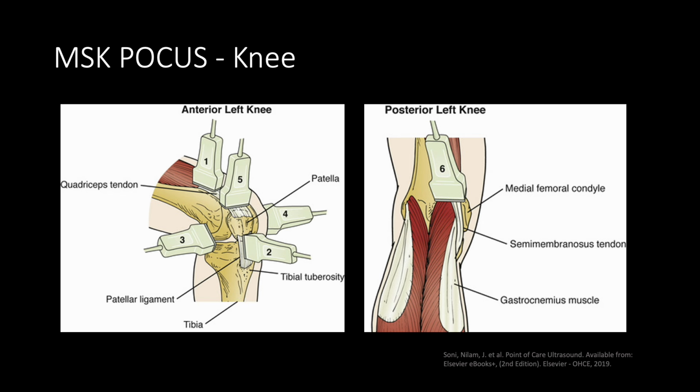There's a standardized approach to looking at the knee. In a comprehensive exam, they would recommend taking 6 views, starting off at the quadriceps tendon in both longitudinal and short axis approaches, then moving down to the patella and the patellar tendon or ligament, then taking lateral views of the collateral ligaments, and then finally moving to the posterior knee.